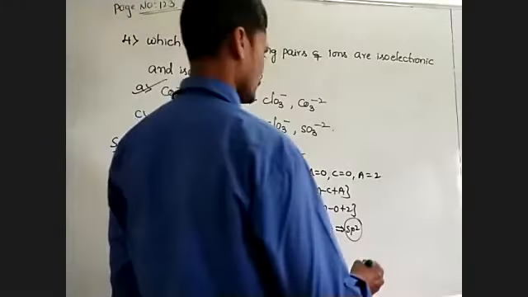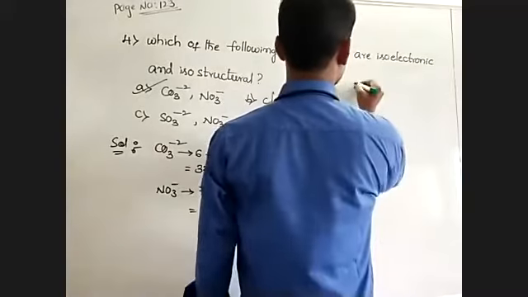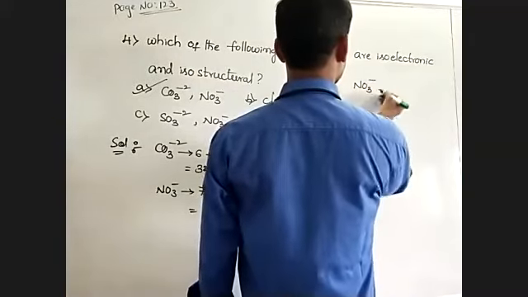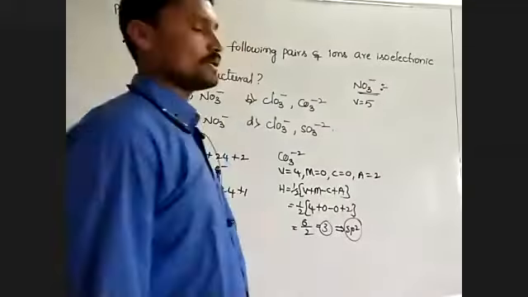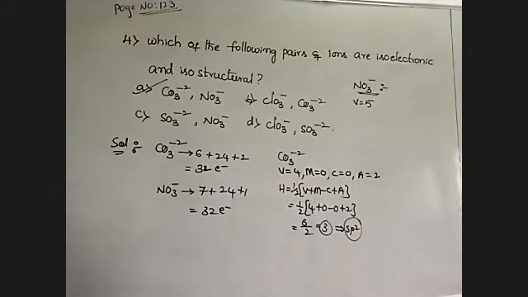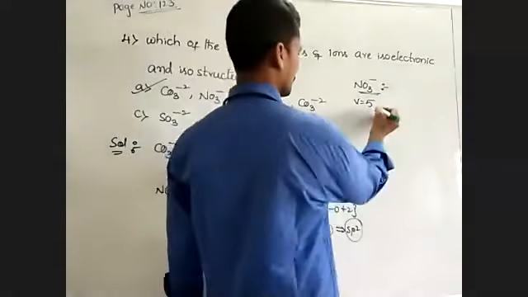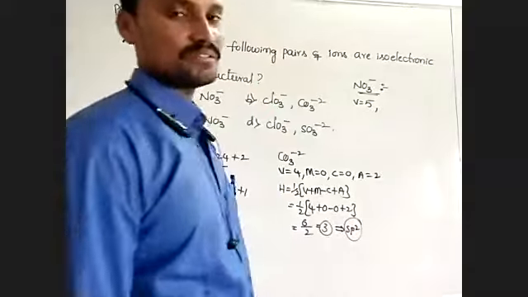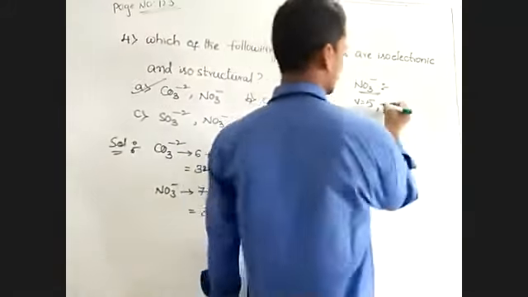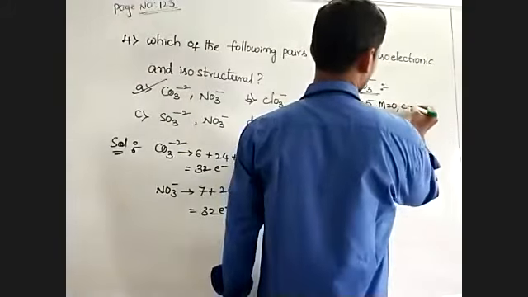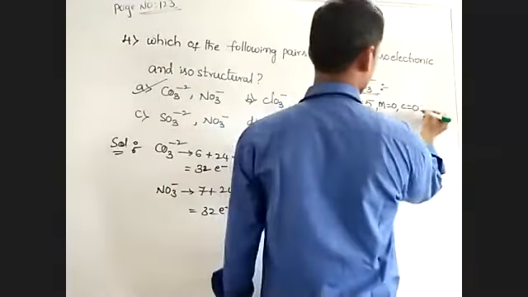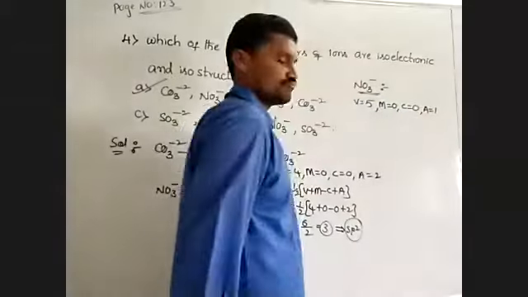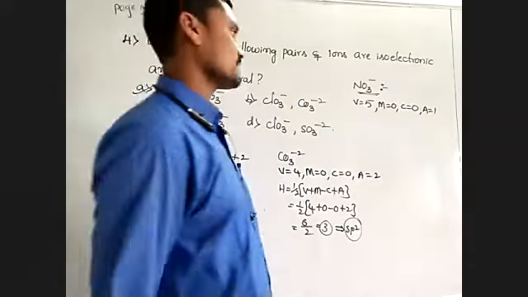Next, coming to NO3 minus. For NO3 minus, V is equal to 5, because nitrogen belongs to group 15, so the number of valence electrons in nitrogen is 5. Oxygen is divalent, there is no monovalent atom, so M is also 0. There is no plus charge, so C is also 0. There is a 1 minus charge here, that means A is equal to 1.